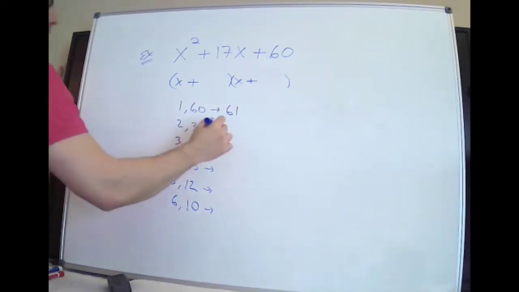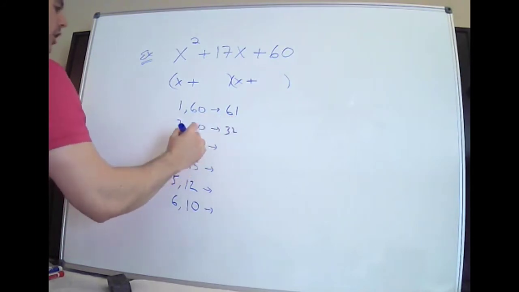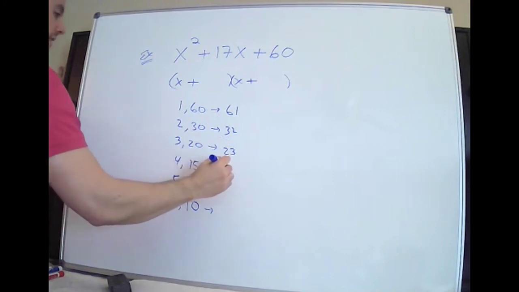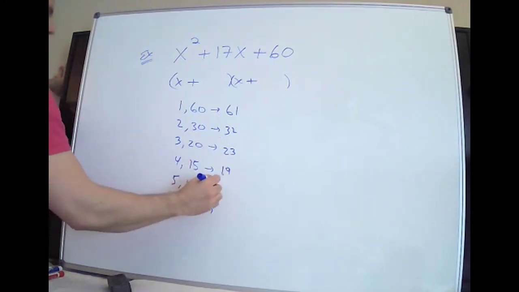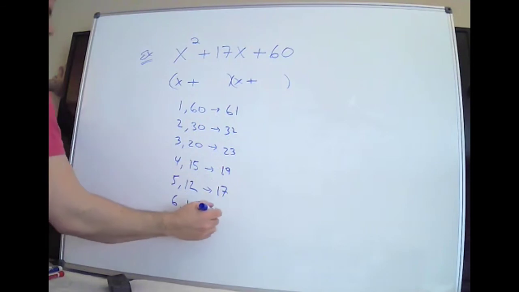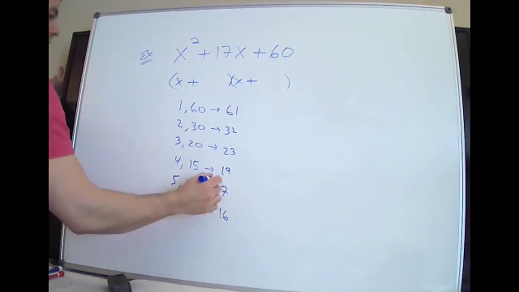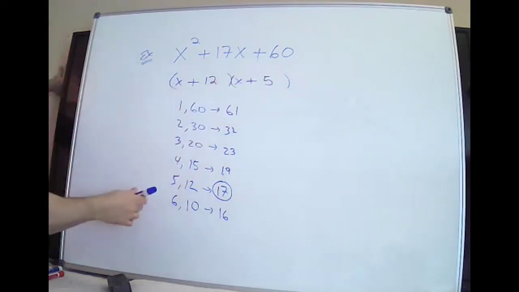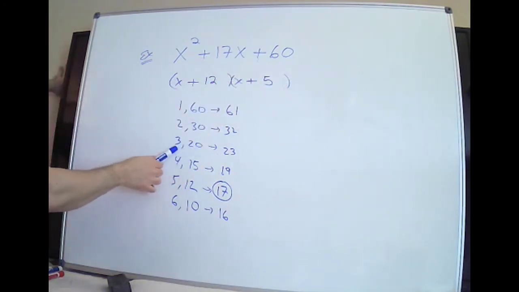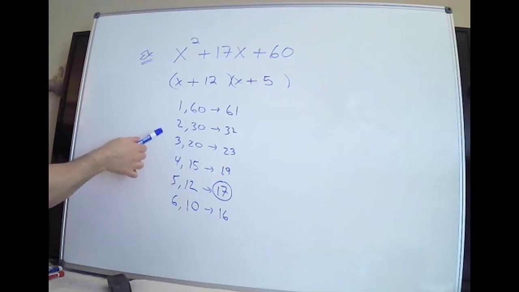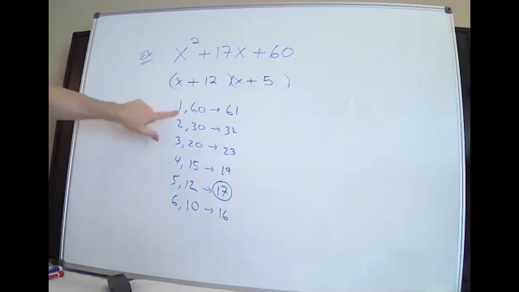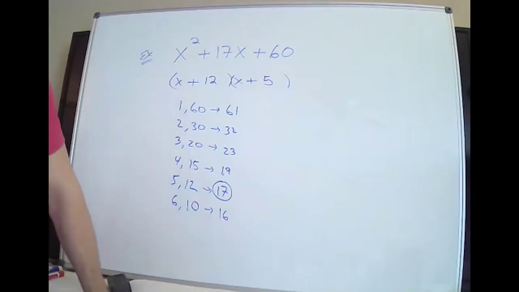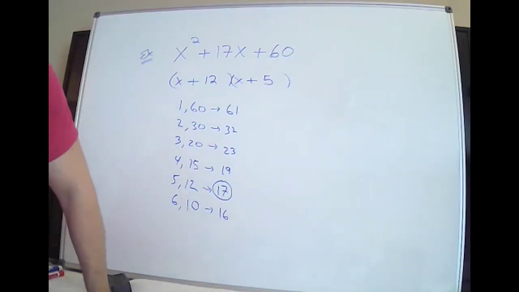60 plus 1, hello. 30 plus 2. 20 plus 3. 15 plus 4 is 19. Aha. 12 and 5 makes 17. And when you add 10 and 6, you get 16. There's my winner. And again, I'll point out, if you subtracted the pairs instead of adding them, you would put a 20 and a 3 there. But 20 and 3 don't make 17 when you add them.